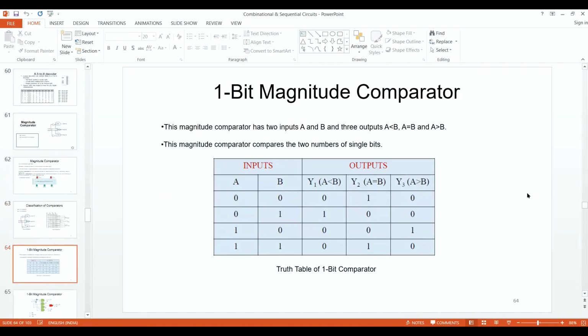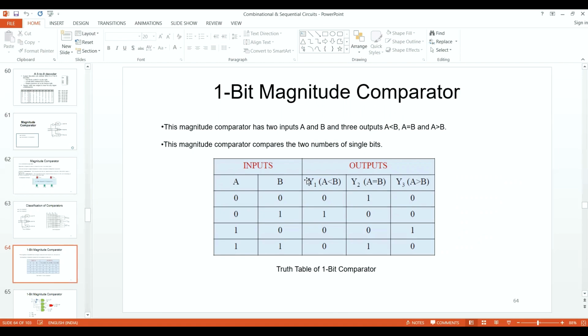So first, let's talk about the 1 bit magnitude comparator. When I'm talking about a 1 bit comparator, you can see we have 2 inputs of 1 bit, and we have different input combinations: 0, 0, 1, 1 and 0, 1, 0, 1. It is randomly taken. In the output, what are the different outputs we can have? A less than B, A greater than B, or A equal to B. These are the 3 outputs we can take.